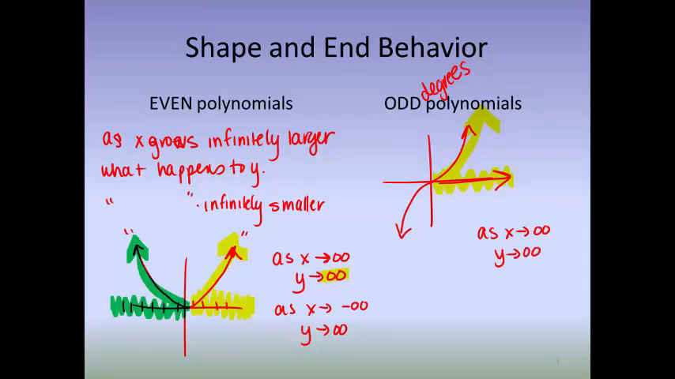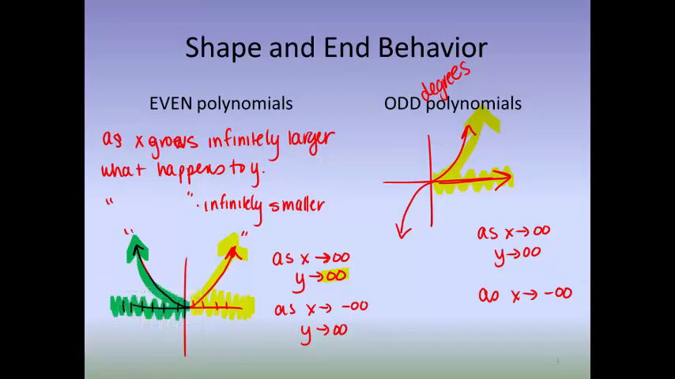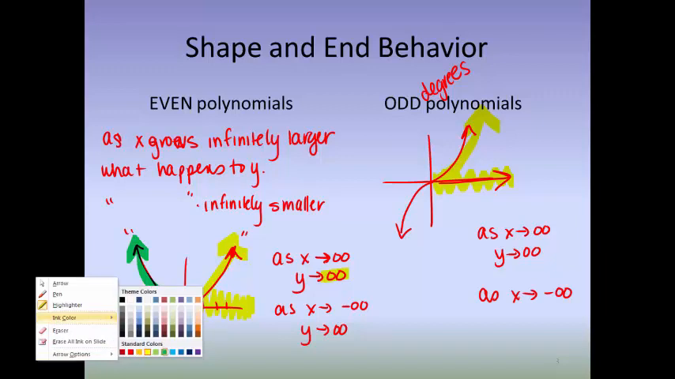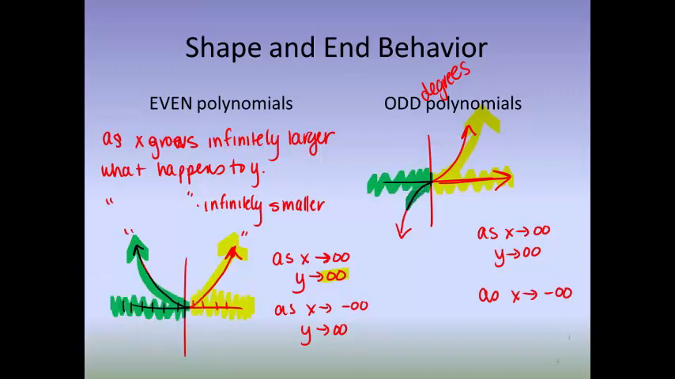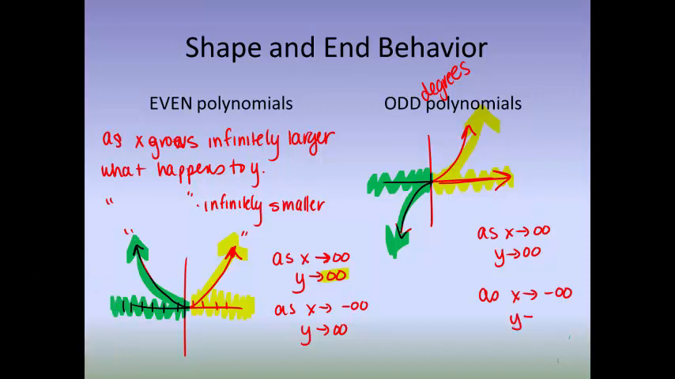Well, here's where it's different. As x is going to negative infinity, which is kind of like going left, as we're moving left, what's happening to y? Well, as we move left, y is going towards negative infinity. So this is how we write and describe our end behavior.